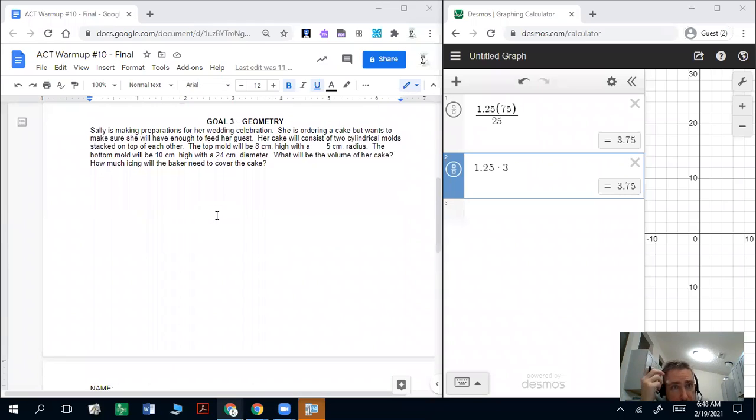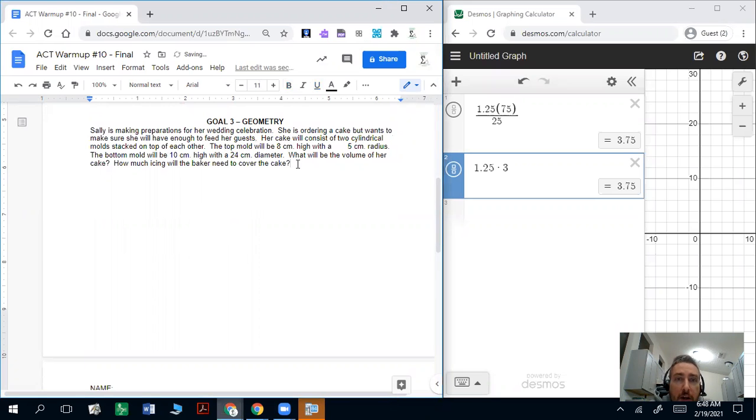Number 3, Sally is making preparations for her wedding celebration. She is ordering a cake, but wants to make sure she will have enough to feed her guests. Her cake will consist of 2 cylindrical molds stacked on top of each other. Cylindrical, cylinder. So, you know, a layer of a cake. Cylinder 1.